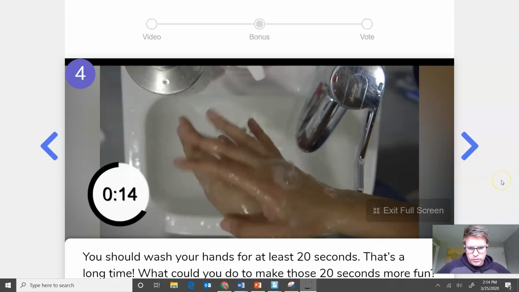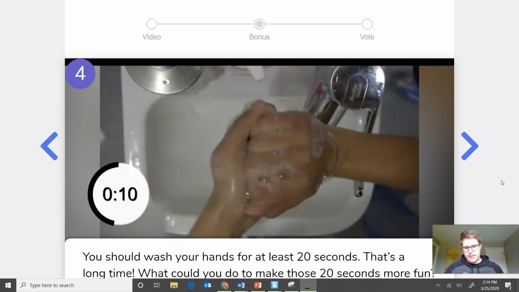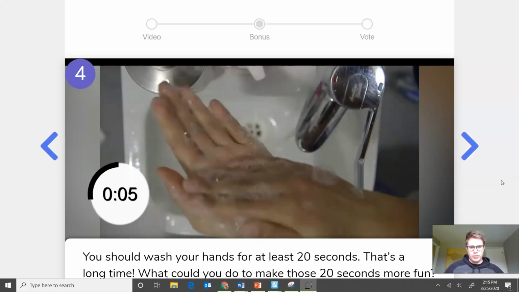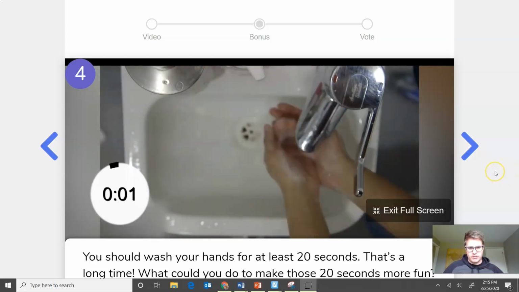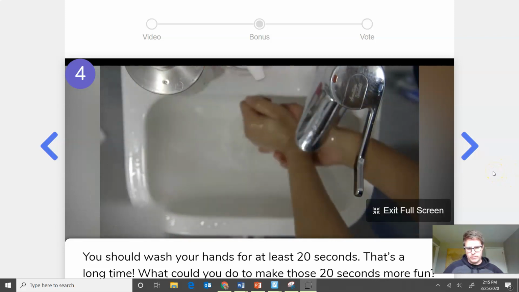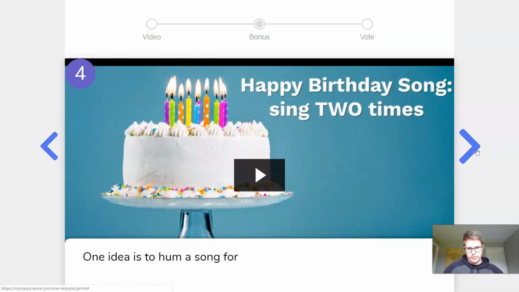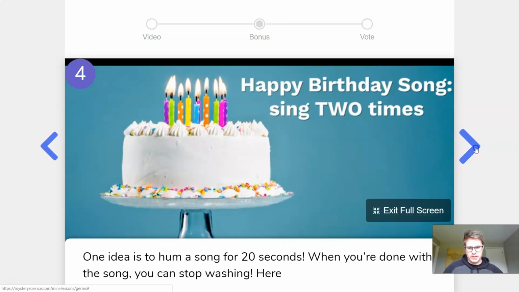So what could you do to make this 20 seconds more fun? Well, you could sing a song, you could hum, you could try to say all your spelling words as fast as possible. But 20 seconds, that's the minimum to get those germs off, folks. Yeah, the happy birthday song twice. That's 20 seconds.